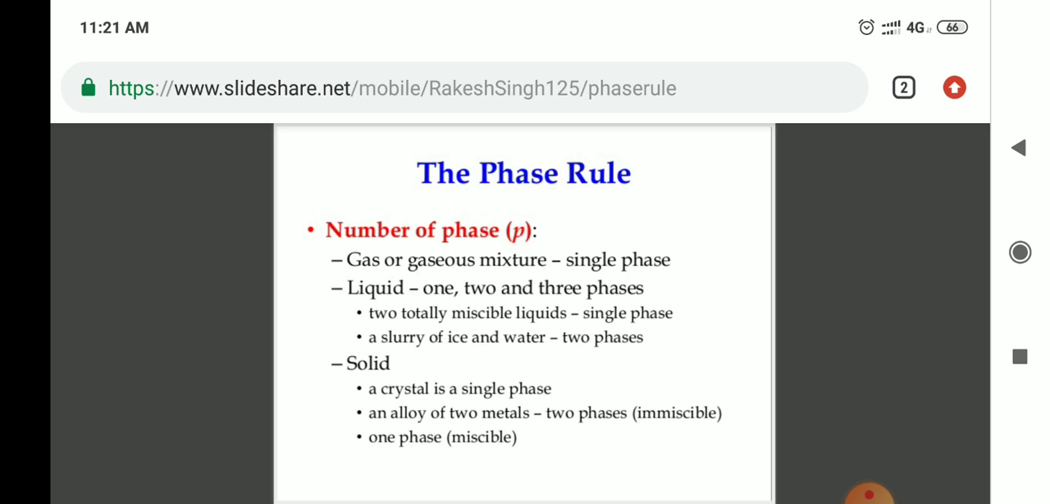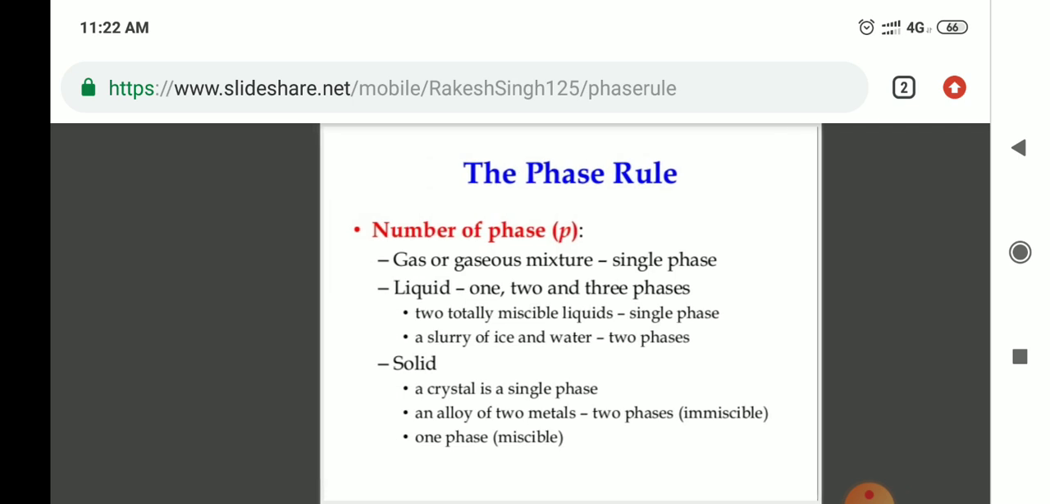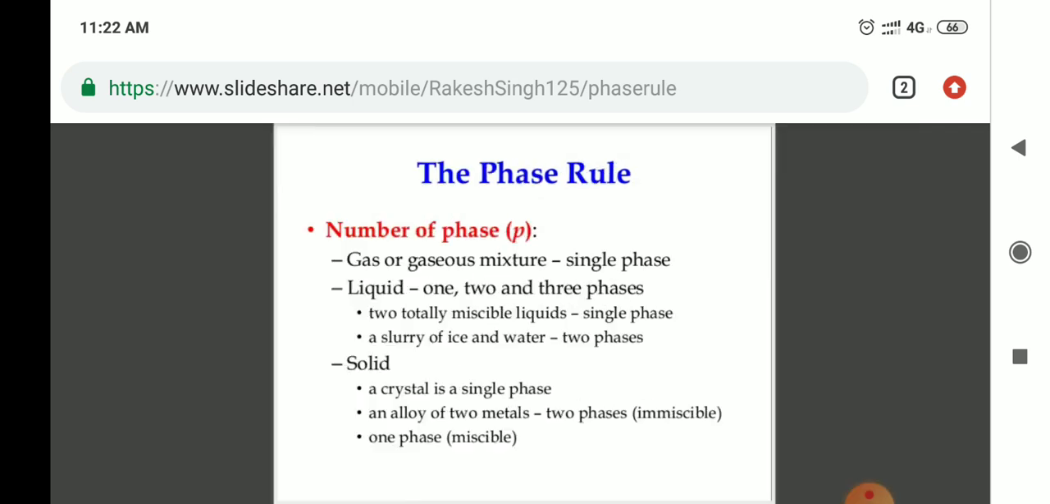A gas or gaseous mixture is a single phase. Liquids can be 1, 2 or 3 phases. Two totally miscible liquids form a single phase; a slurry of ice and water is 2 phases. The second is the solid phase. A crystal is a single phase, meaning ice is a solid component. In an alloy of two metals, if immiscible there are 2 phases, and if miscible there is 1 phase.